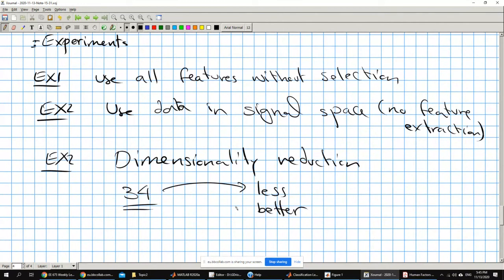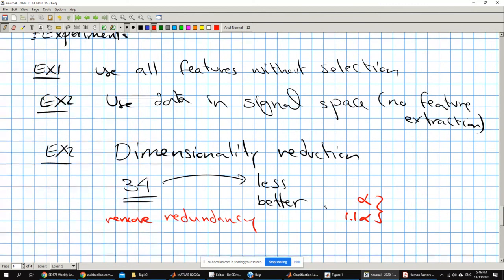How can we make them less? First of all, we have to explore redundancy, or basically remove redundancy. If I have a feature that was alpha, and another feature that was 1.1 alpha, these are the same. I don't need both of them. I can just remove one of them.